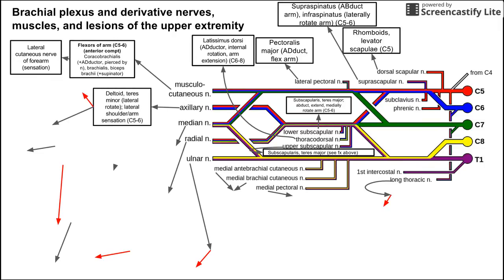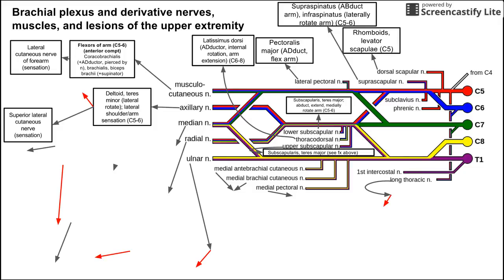Next is the axillary nerve, which innervates the muscles deltoid and teres minor, and these muscles are essential for abduction. That's raising the arm away from the body. That's the action of the deltoid, and the teres minor is a lateral rotator. The axillary nerve also does sensation to a small patch of skin on the shoulder. It's called the lateral shoulder, upper arm sensation.